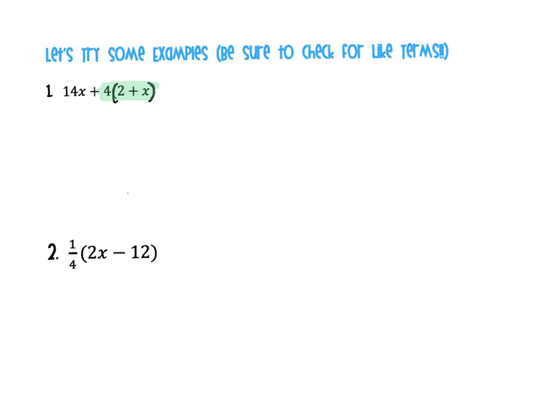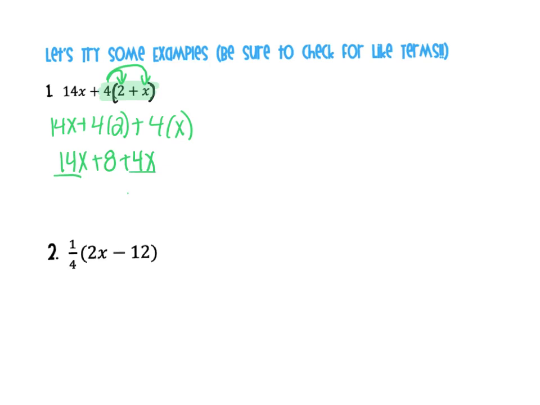So what I'm going to do is take the 4 in, and distribute it to the 2 and to the x. I still have the 14x, and when I distribute it, that's going to become 4 times 2 plus 4 times x. We can simplify by multiplying. We have 14x, obviously 4 times 2 is 8, 4 times x is 4x. Since I see 2 x's in there, I have to simplify those down, and I can combine them because they are like terms and get 18x plus 8 as my final answer.